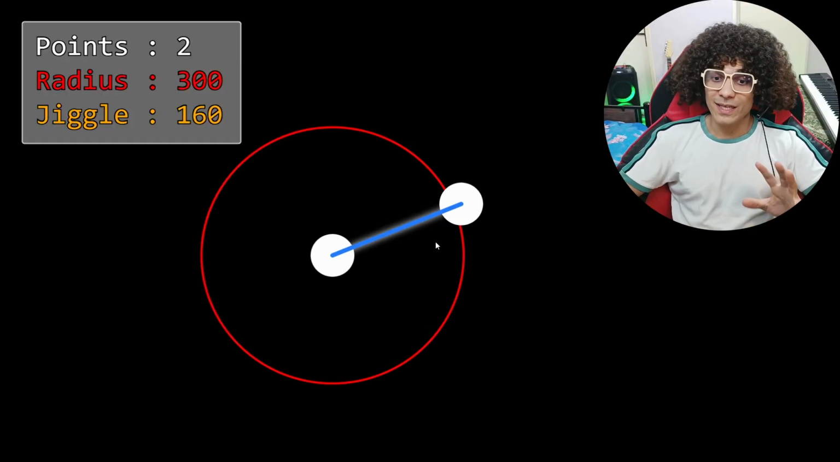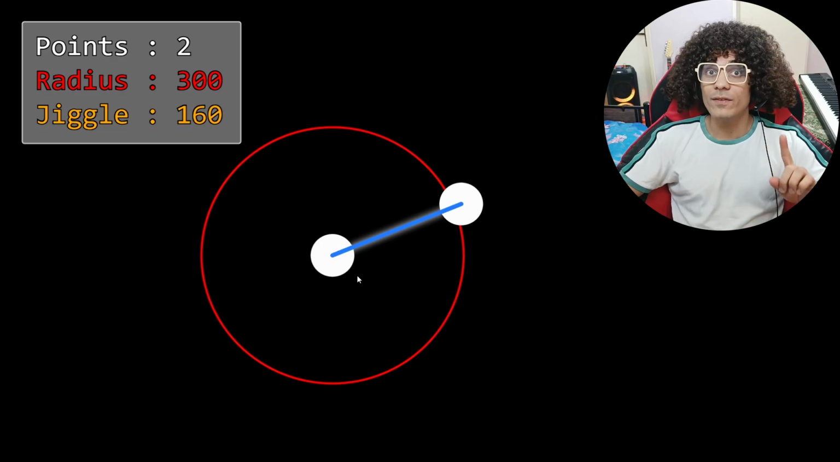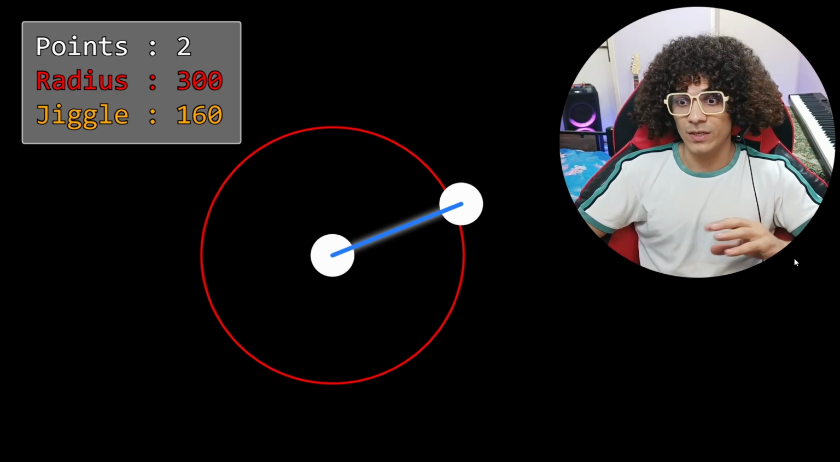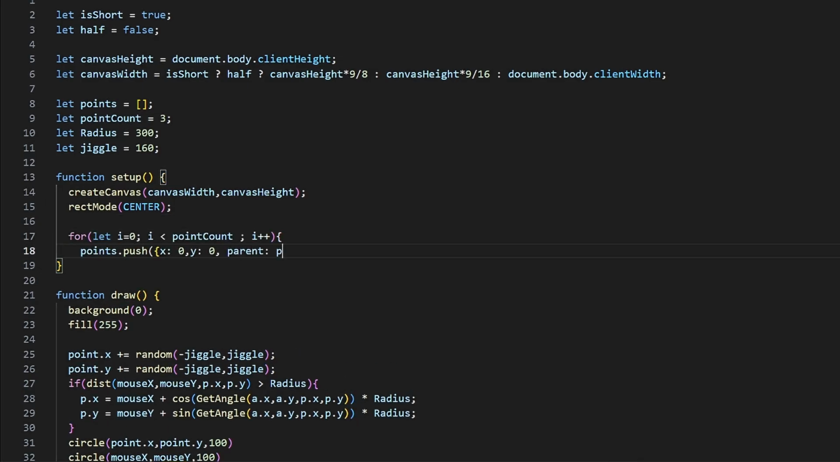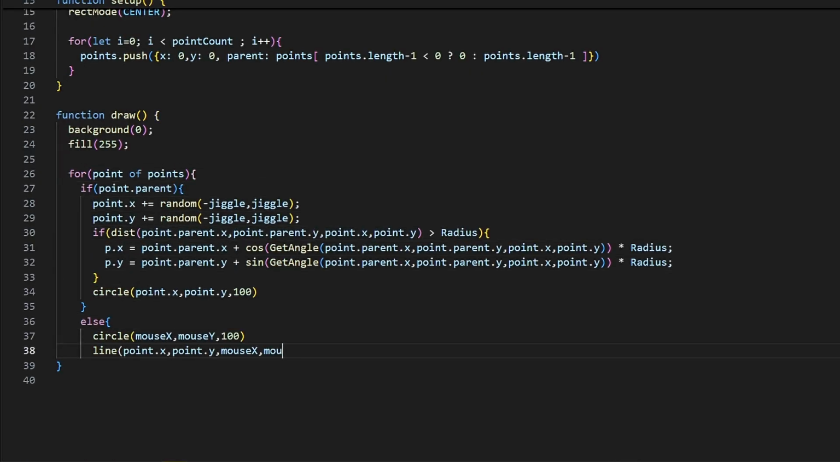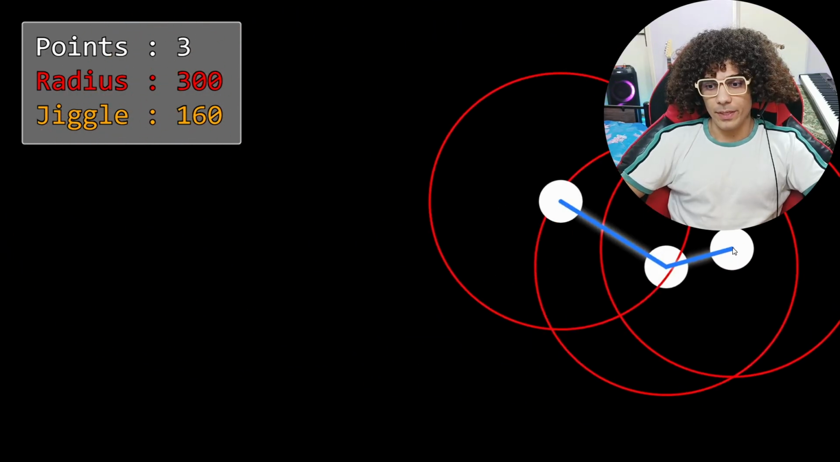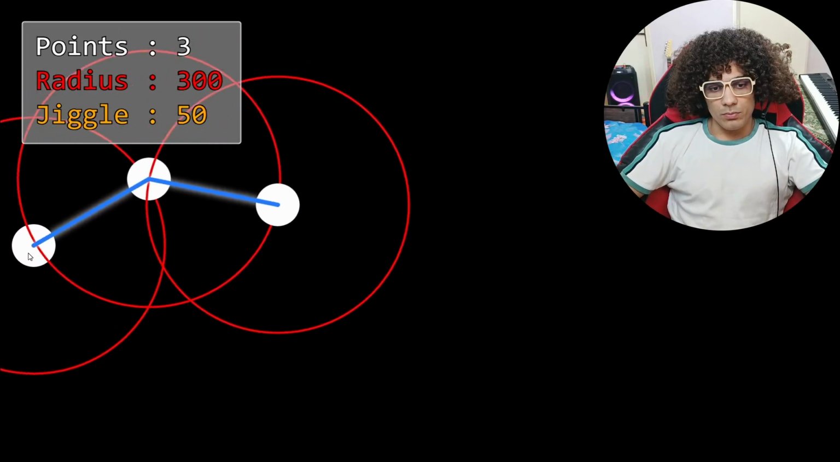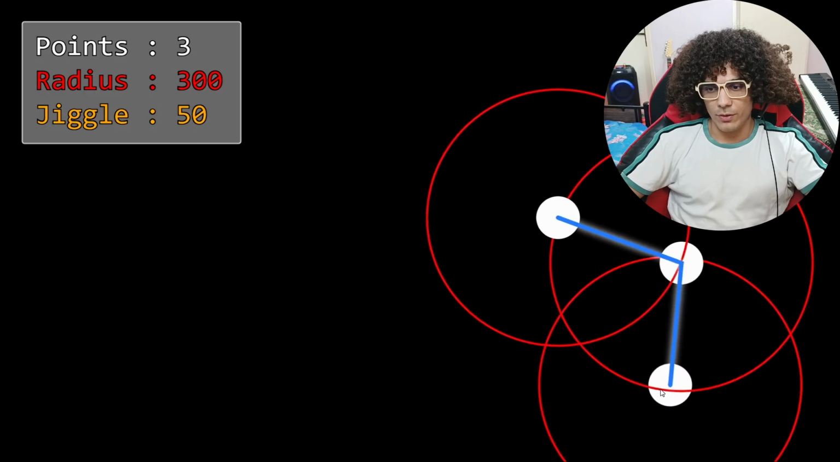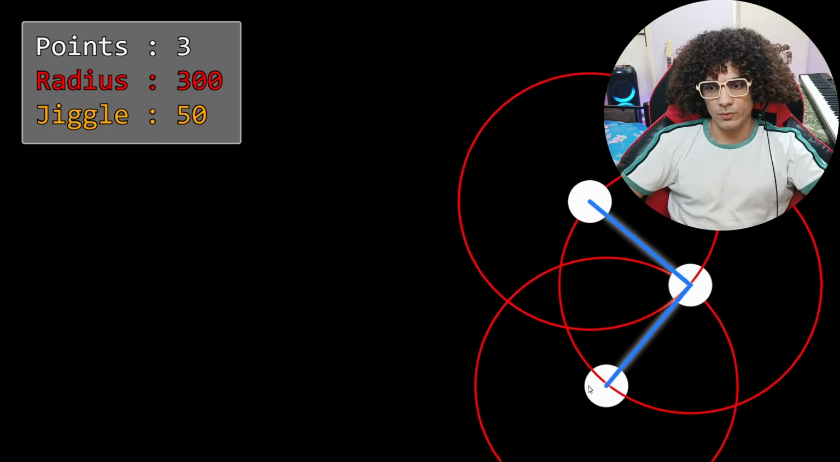As you saw, the second point is following the first point on my mouse. But what if we have a third point which is following the second point? And we can go on and make a chain reaction. Let's try it out. Here's how it looks like in 3 points. Let me turn down the jiggle. Okay, now it's better. They follow each other perfectly as I wanted to.